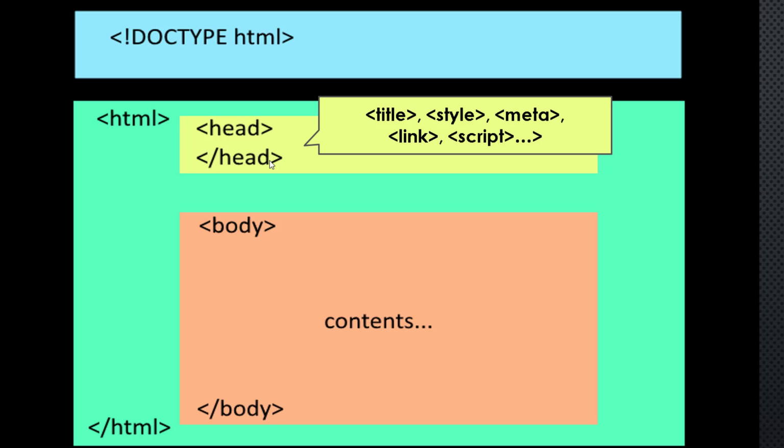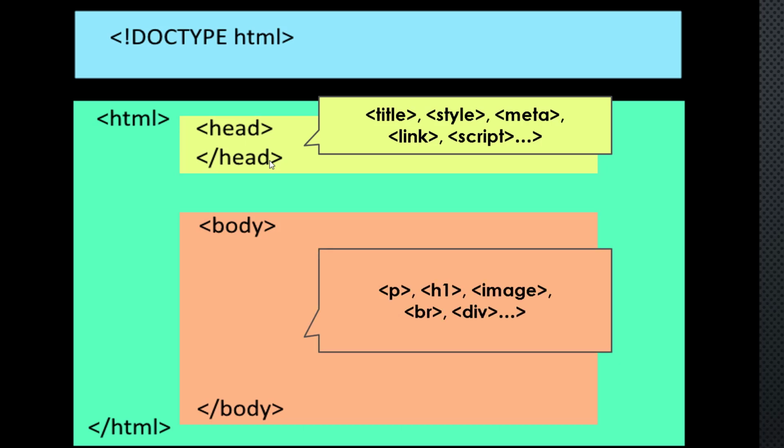In the body tag is where you put all the user viewable part, like paragraph text and headings, images, and break lines and all that. The div tag is for grouping of contents. So there are two main things in here. One is the head tag, which is used for the search engines and the web servers. The other is the body tag, which is for the user to see and do.